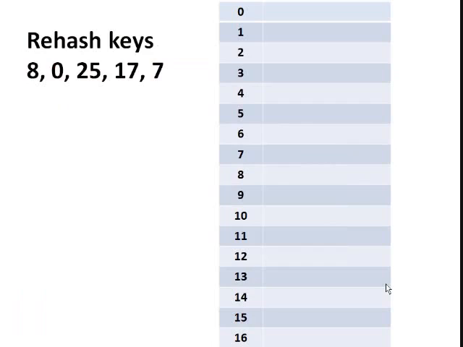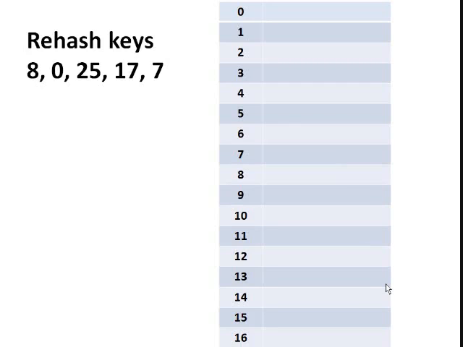How did we get 17 as the new hash table size? Since it's 7, just multiply it by 2, that's 14. But 14 is not prime. So you get the next smallest prime number, and that's 17. So that's how we get the table size of 17. And now we can rehash the keys 8, 0, 25, 17, and 7.